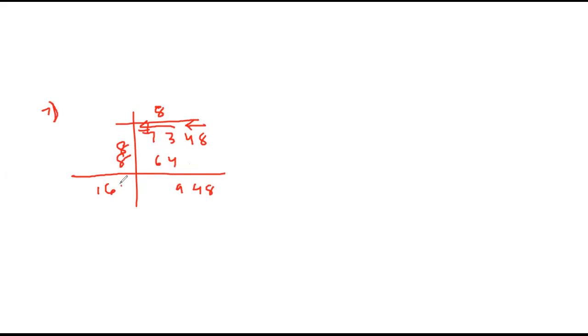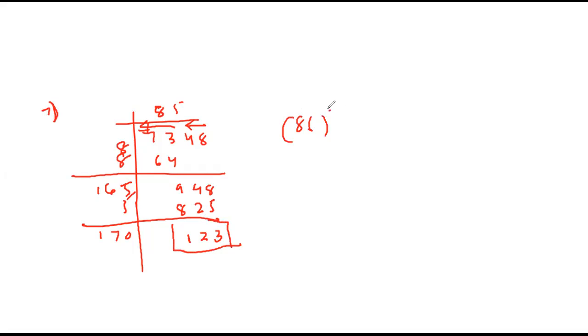5, 6, 45. So this is 5, 5, 25, 5, 6, 23, 170, which is 2. This is 2, 1. So this is our extra left out, okay? Now you have to find 86 square. So whatever comes, that much extra you have to put after subtracting. What is 86 square? Find it.